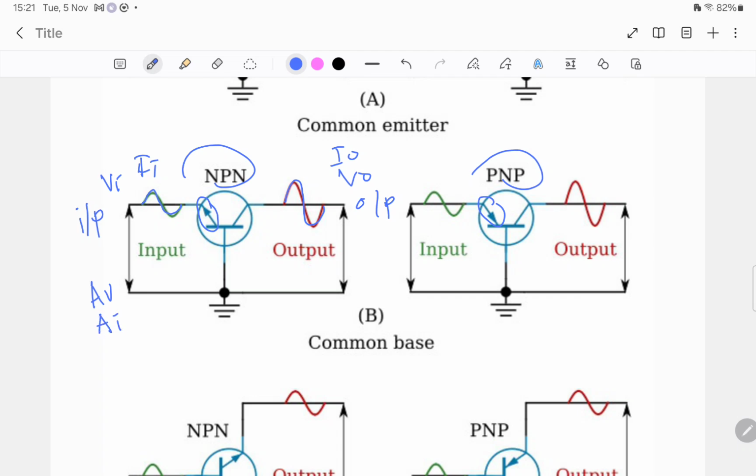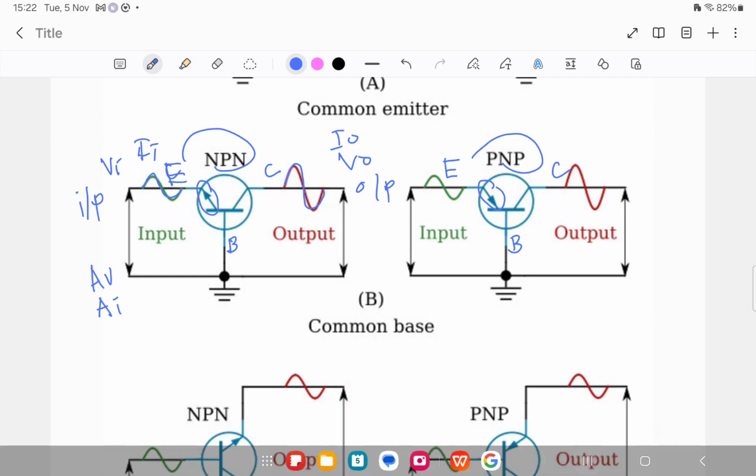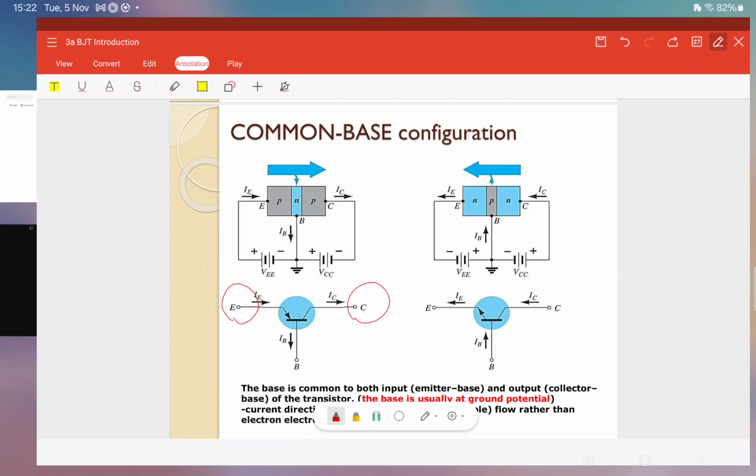Okay, for common base, normally the common base is the one that goes to ground. Okay, emitter, collector. This is emitter and this is collector. Okay, back to our circuit, to our notes. Okay, this one.